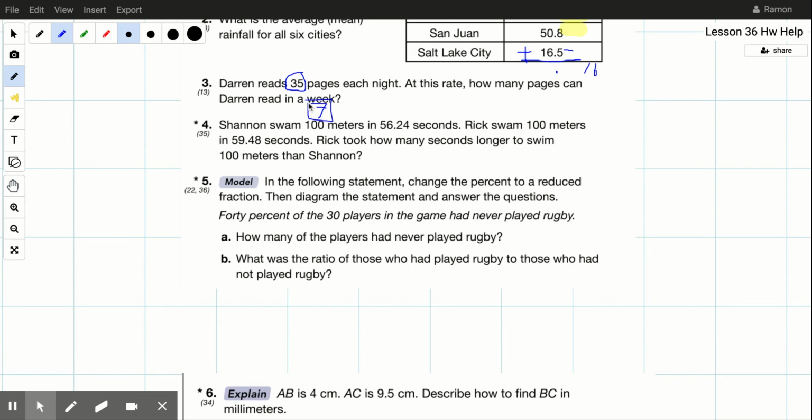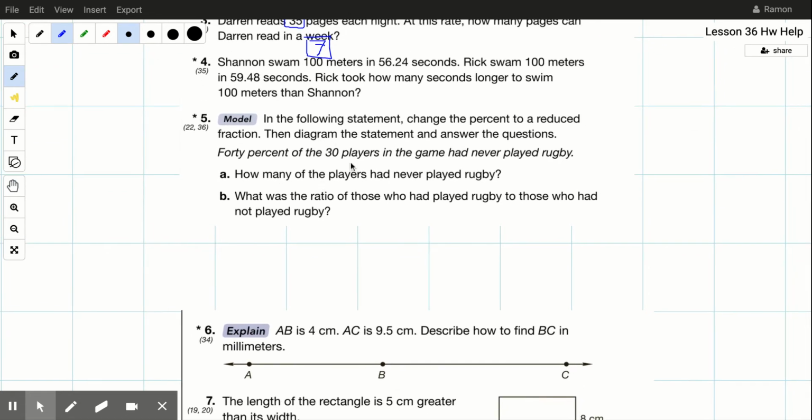Number 4, Shannon swam 100 meters in 56.24 seconds. Rick swam 100 meters in 59.48 seconds. Rick took how many seconds longer to swim than Shannon? So what we're looking at here is just the seconds because they both swam the same distance. And since we want to know how many seconds longer it took him, it's just a matter of subtracting the two.